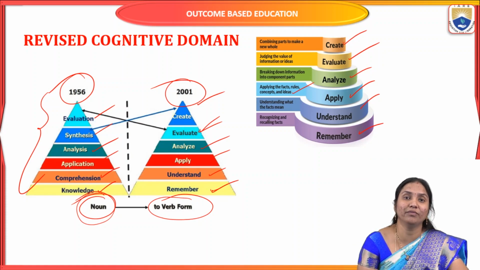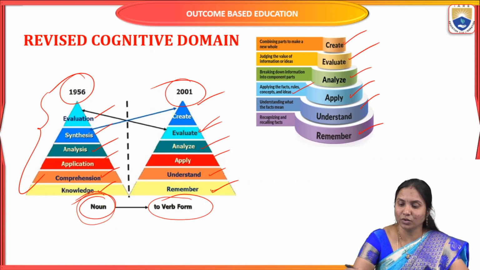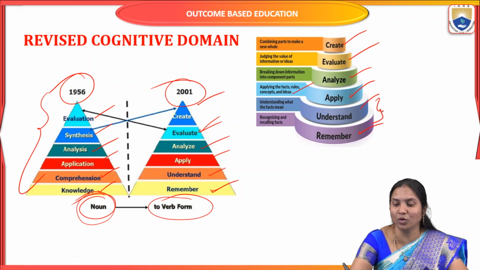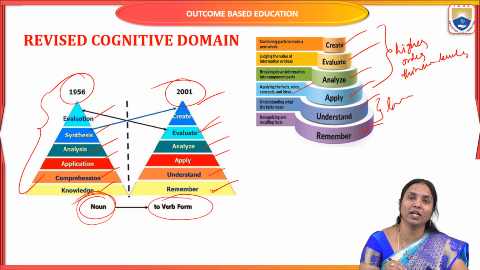So these are the levels of Bloom's taxonomy: remember, understand, apply, analyze, evaluate and create. Remember and understand are the lower order thinking levels, and apply, analyze, evaluate, create are the higher order thinking levels.